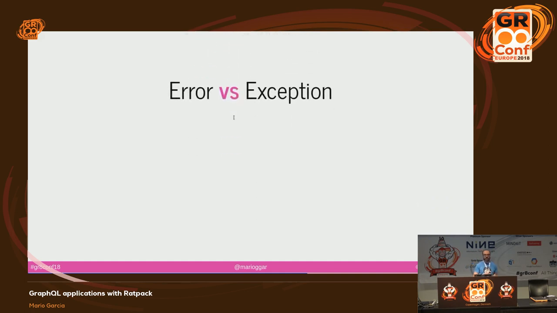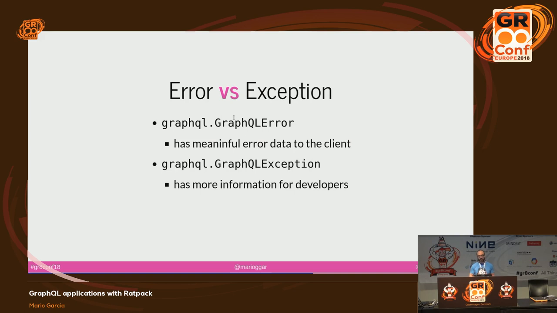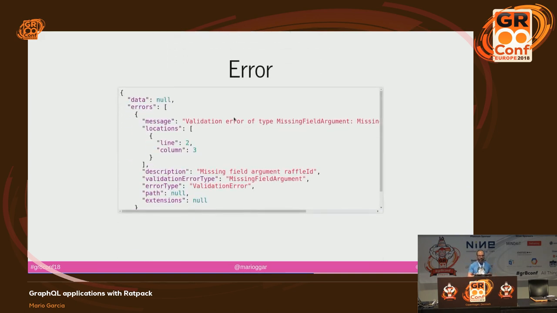There is also a very important difference between errors and exceptions. Errors are handled using the GraphQL error type, which basically should be used to have more meaningful error data to the client. If you want to return more data for developers, maybe you want to use GraphQL exceptions. But, well, this is how an error looks like.